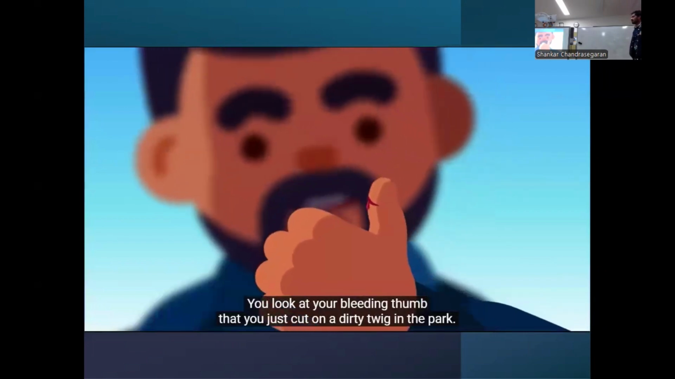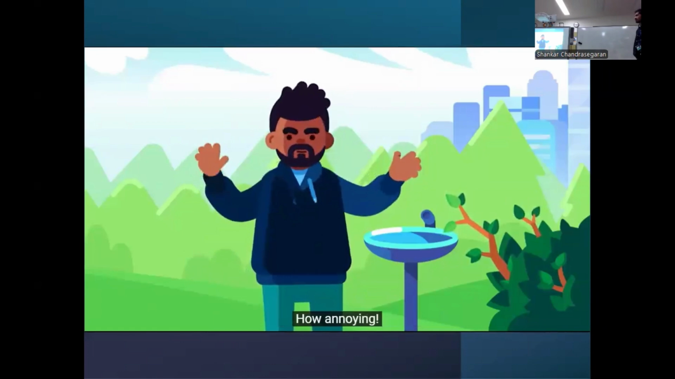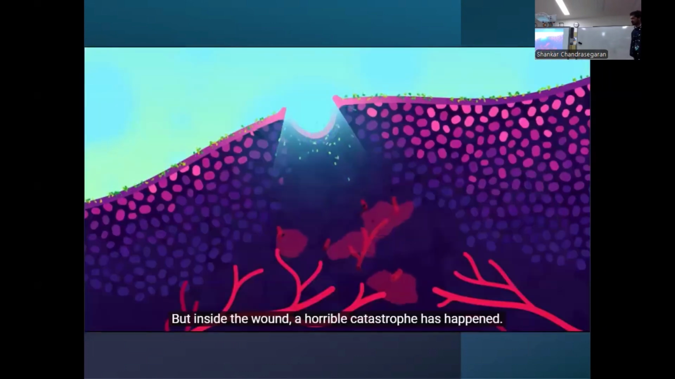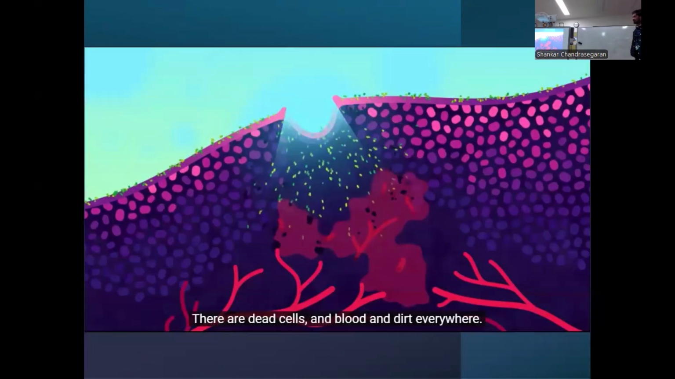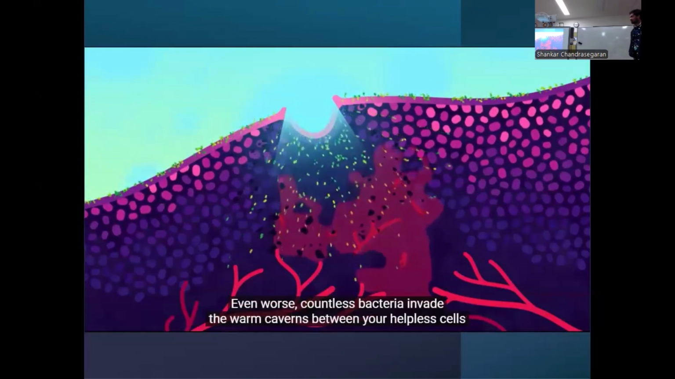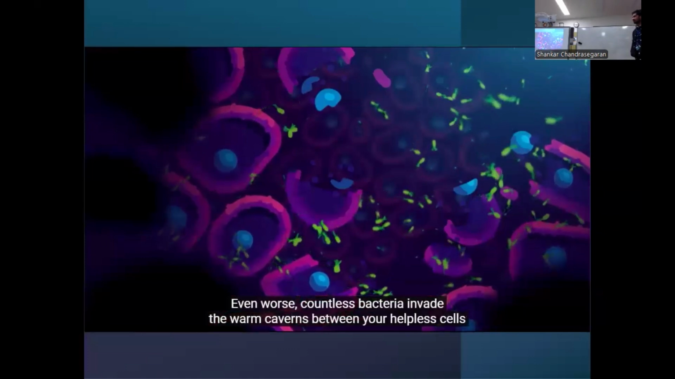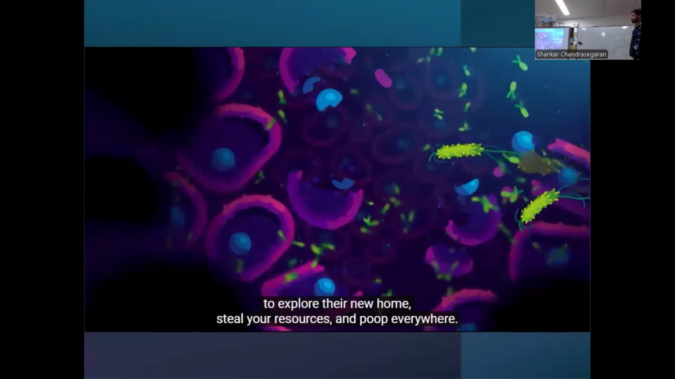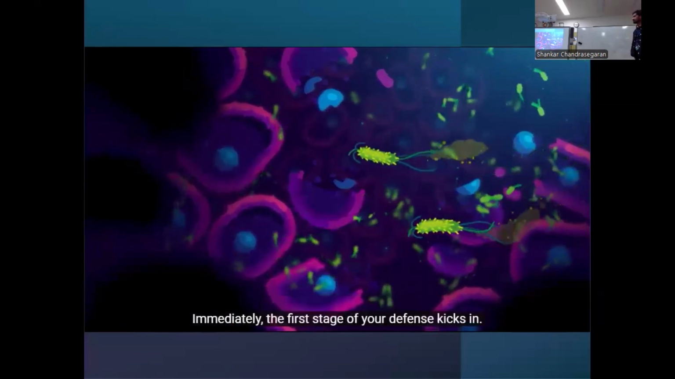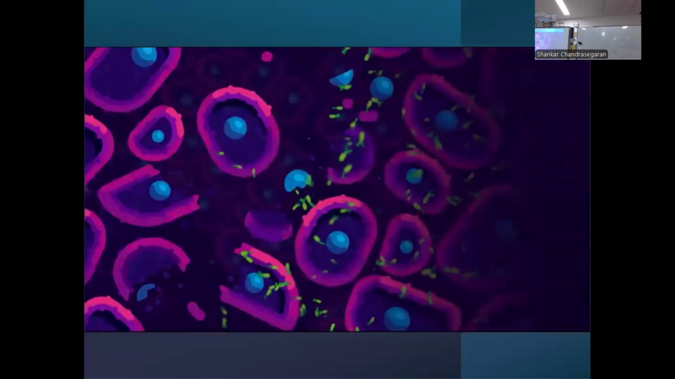You look at your bleeding thumb that you just cut on a dirty twig in the park. How annoying. But inside the wound, a horrible catastrophe has happened. There are dead cells and blood and dirt everywhere. Even worse, countless bacteria invade the warm caverns between your helpless cells to explore their new home, steal your resources, and poop everywhere. Immediately, the first stage of your defense kicks in.